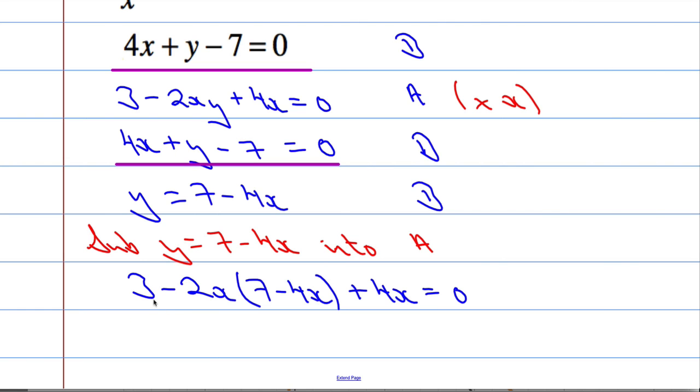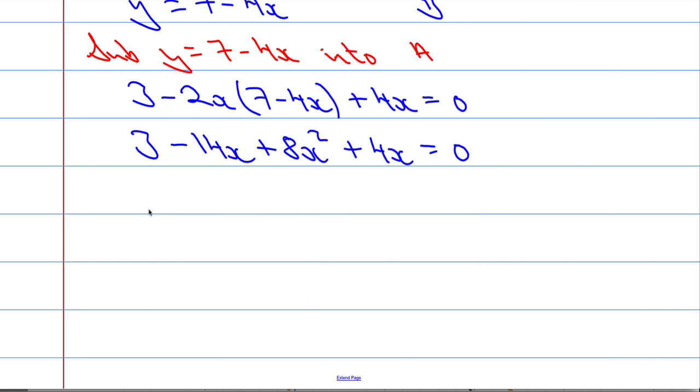And then I'm going to have to expand this out, so we get 3 minus 14x plus 8x squared. So negative 2x times negative 4x is positive 8x squared, plus the 4x that was hanging out here, that's equal to 0. And hopefully you notice I can see a quadratic here.